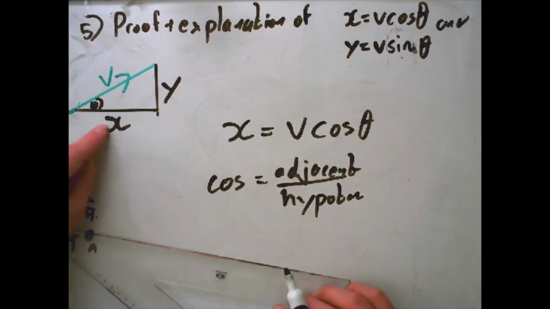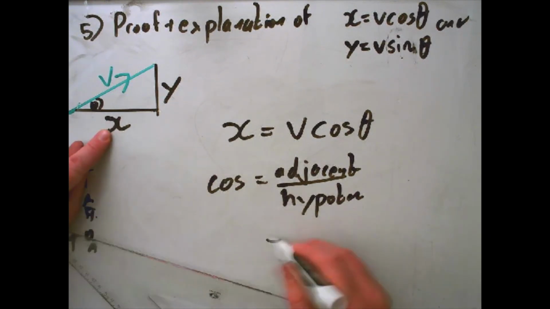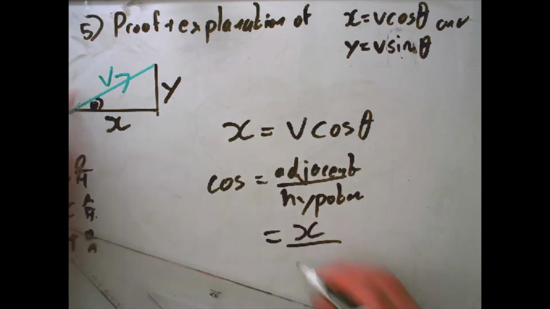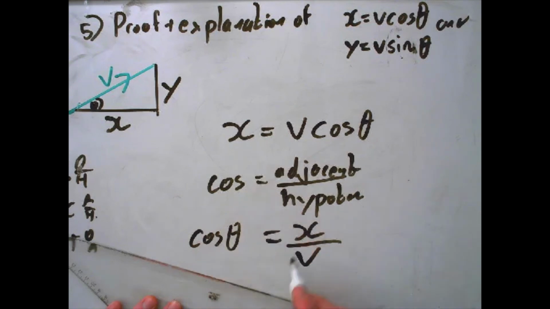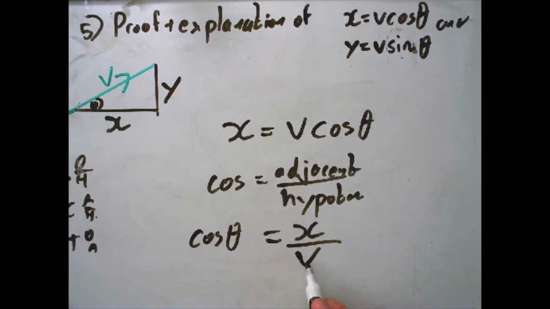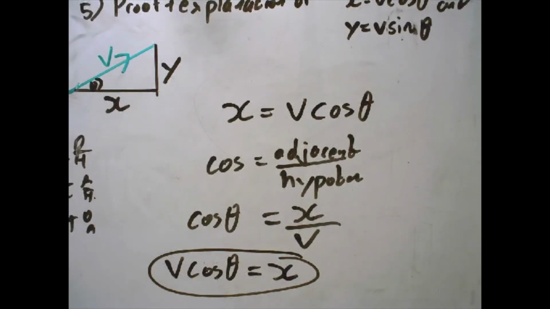And in our case, with the triangle we're looking at, the adjacent to the angle theta is x, and the hypotenuse is v. So the cosine of the angle theta is x over v. And then just doing a little bit of algebra, let's multiply both sides by v, which will give me v times cosine theta is equal to x, which is what we're trying to prove.